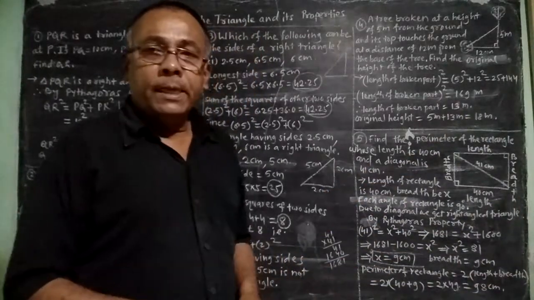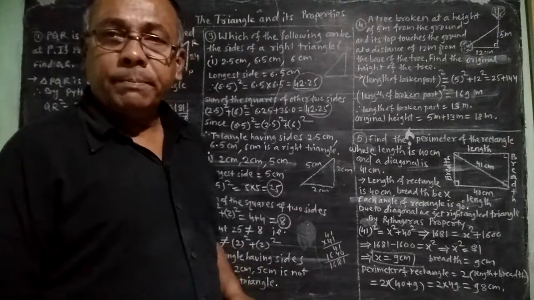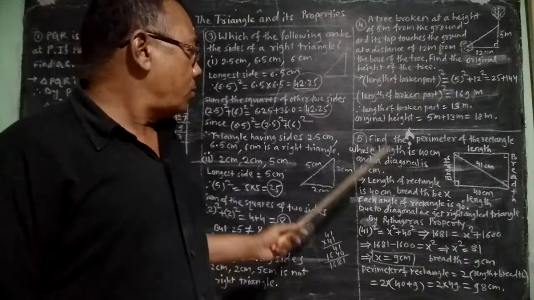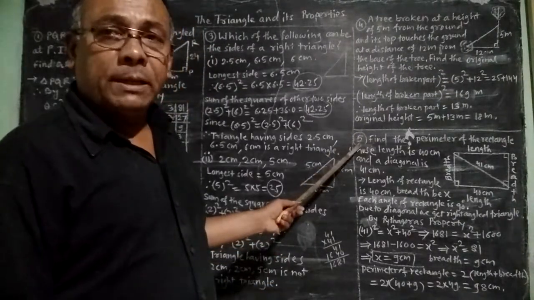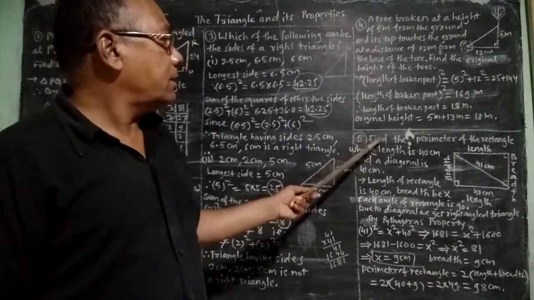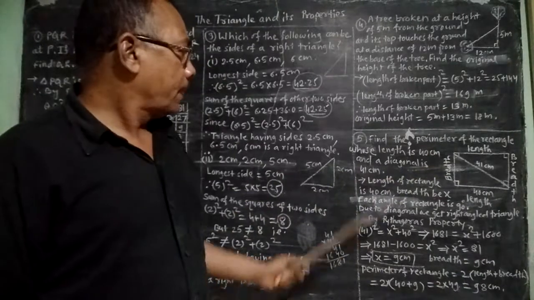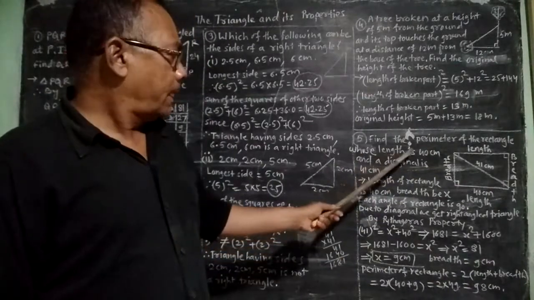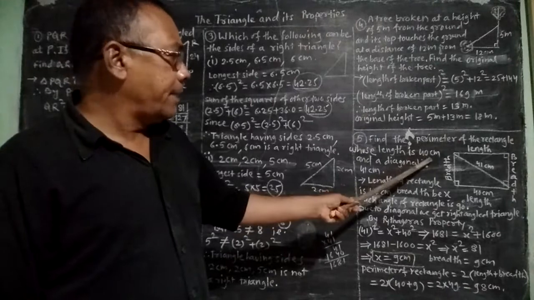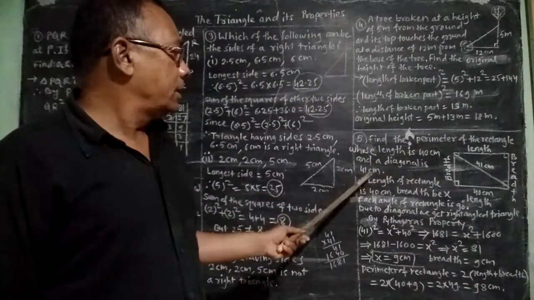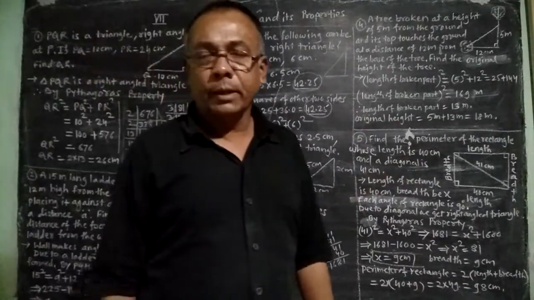In this way we have applied here Pythagoras property. And now in the fifth example it is given that find the perimeter of the rectangle whose length is 40 centimeter and the diagonal is 41 centimeter.